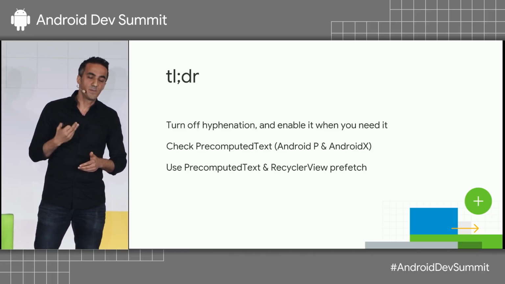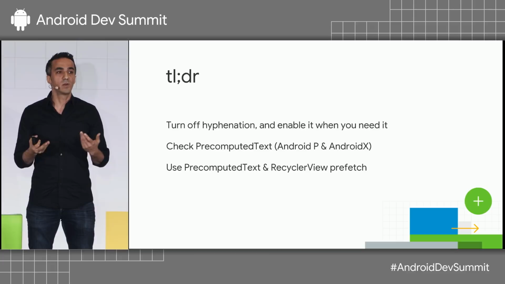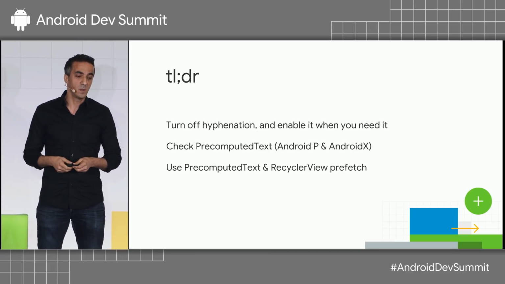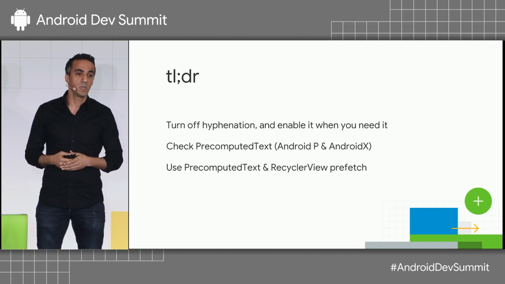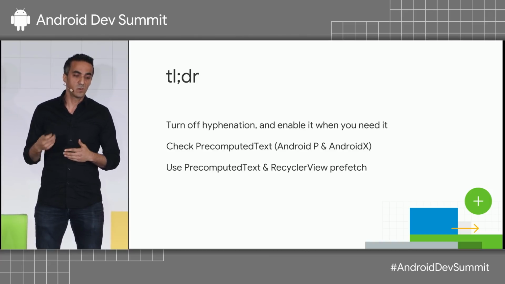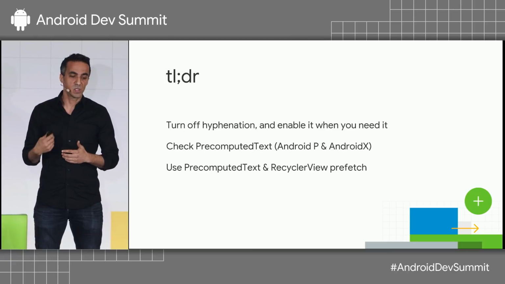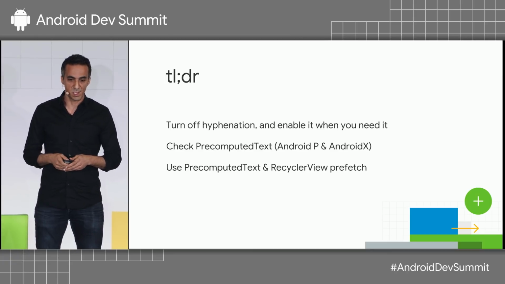And then, please check the pre-computed text API. And if you are using RecyclerView, please apply the pre-computed text and RecyclerView prefetch code that I showed you, so that you will get a smoother scrolling experience for your users.